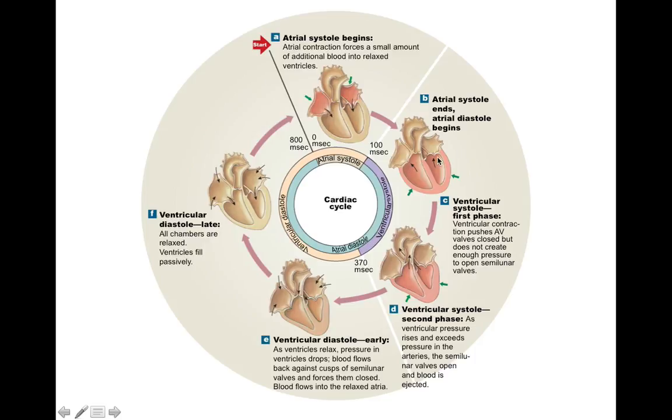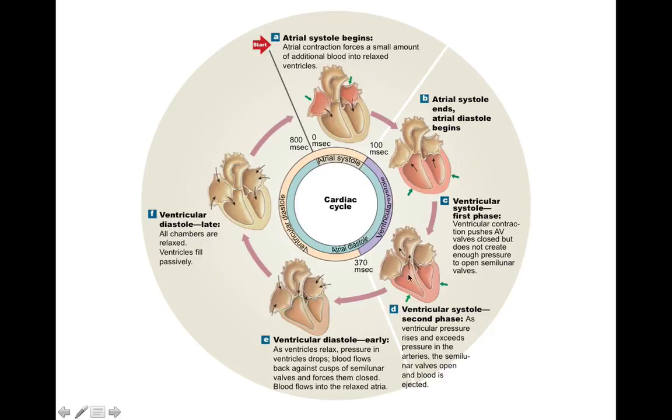And this also begins a period of time called the isovolumetric contraction phase, when both AV valves are closed and all the semilunar valves are closed as well. So basically all the valves of the heart are closed, even though the ventricles are contracting, so we call that isovolumetric contraction phase. That occurs early in ventricular systole.